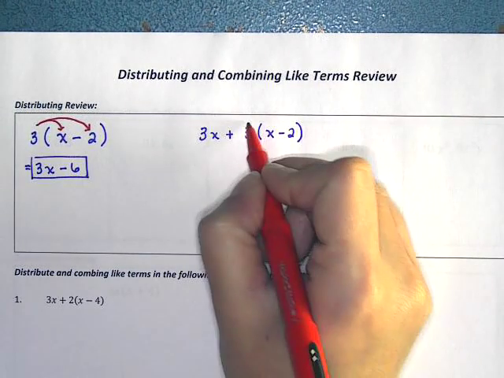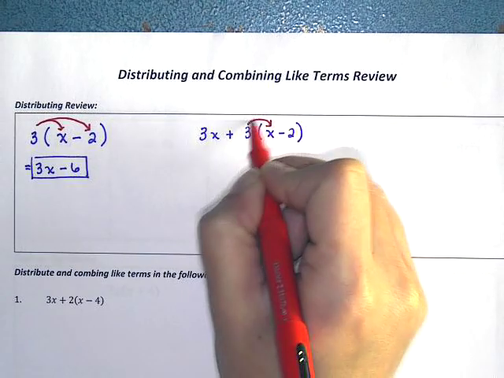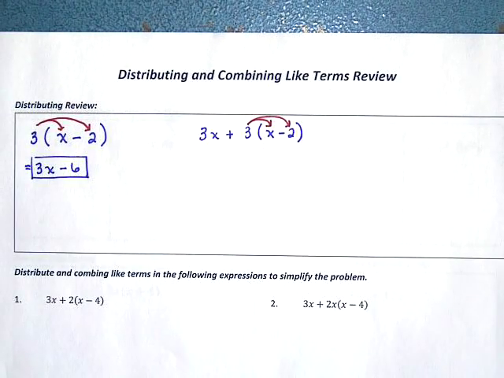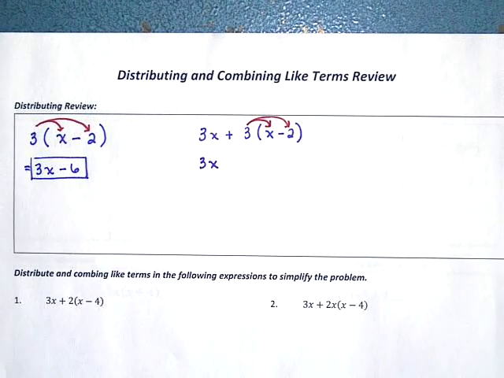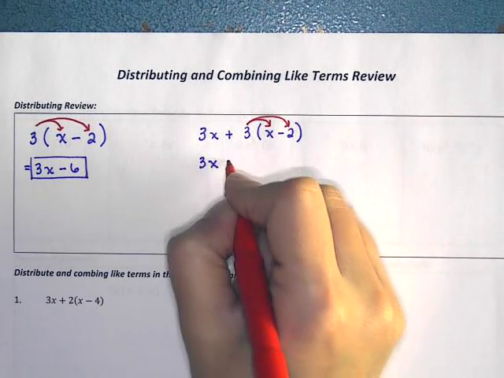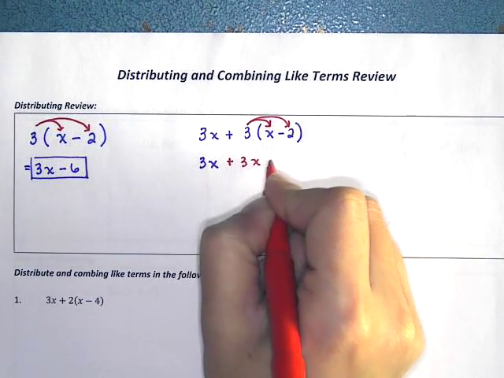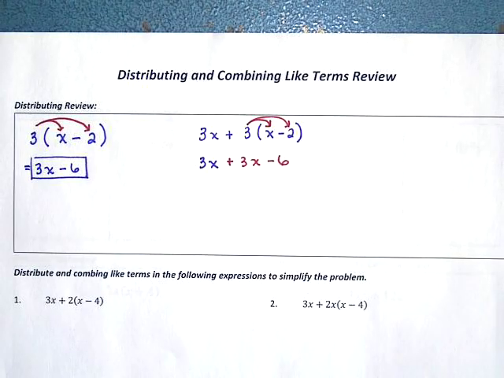Now the only thing that gets distributed here is this 3. We're just going to take the 3x and we're going to drop it like it's hot. Just drop it down. Then we're going to distribute the 3. Now when we do that, we get plus 3x minus 6.